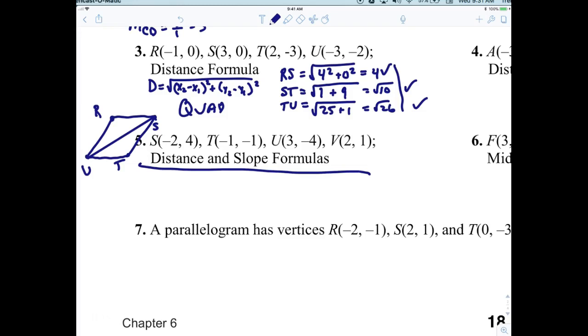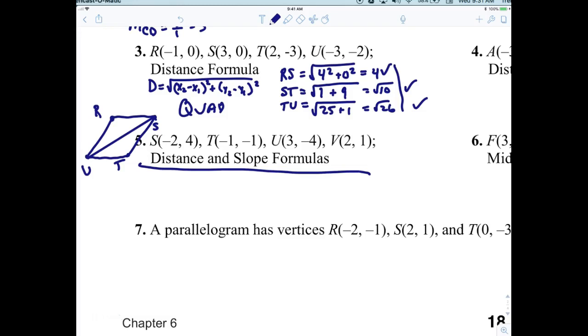All right, if TU was either 4 or square root of 10, then we'd have to go on. Would you have to? Yeah, because you have to figure out the last one, to make sure the three aren't the same. Exactly. If all 3 are different, there's no way it can be. But if the third one is either 4 or square root of 10, then you have to find another. Yes. There you go.